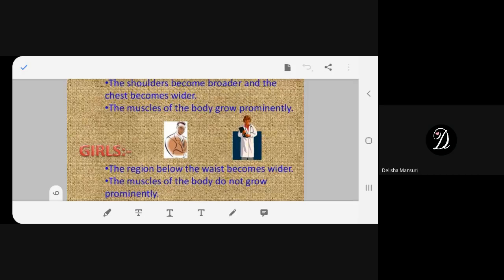What is the meaning of prominently? Very significantly. It is shown in boys, but it is not visible in girls. It is growing, but not visible. As compared to boys, it is not so significant. It's not so conspicuous. It's not highlighted. There may be muscles. Obviously, muscles have to be a part of a body, but not as compared to boys. There's no flesh in boys. It's all muscular. Whereas the females look fleshy, not muscular. There's a difference. Is it clear?